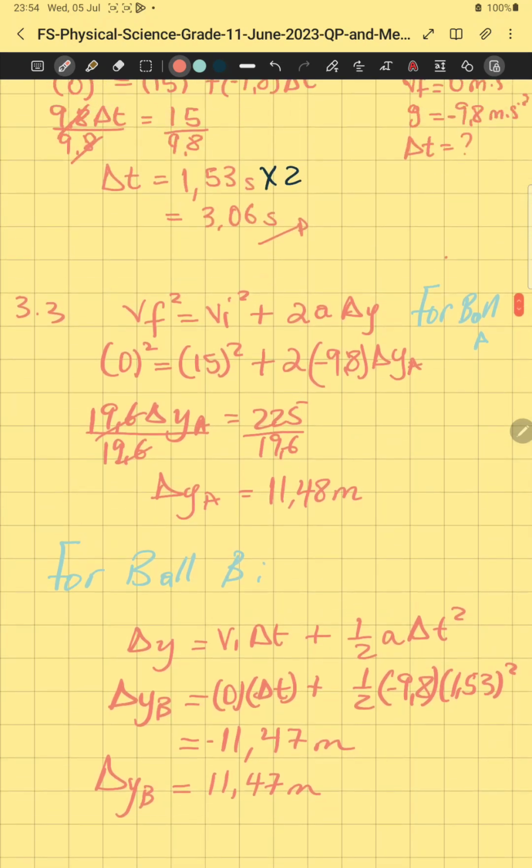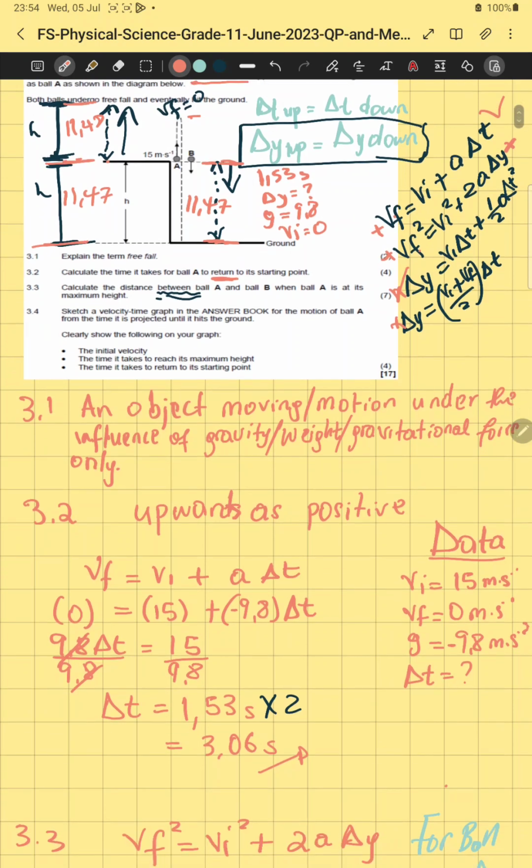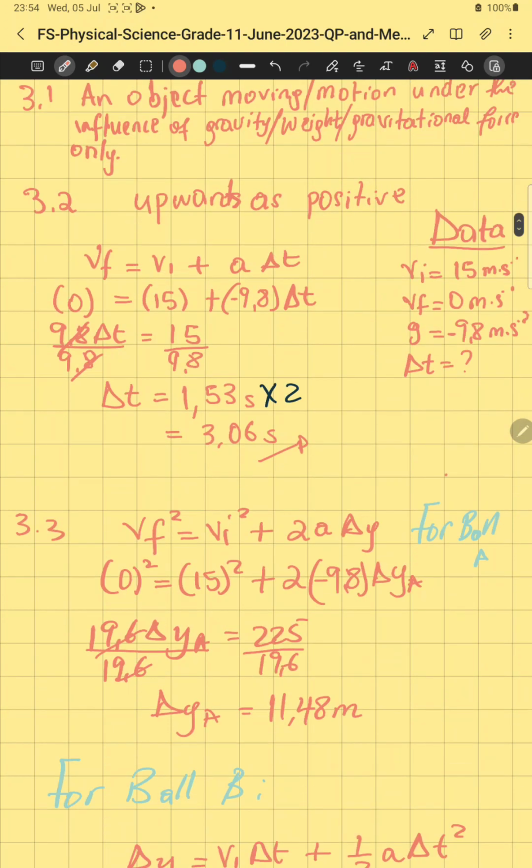This is 11.47, the height from this point up to this part. Remember, here we've just got 11.48, and this is 11.47. So this part 11.47 plus 11.48, then we just get the total. This is what we are required to calculate.